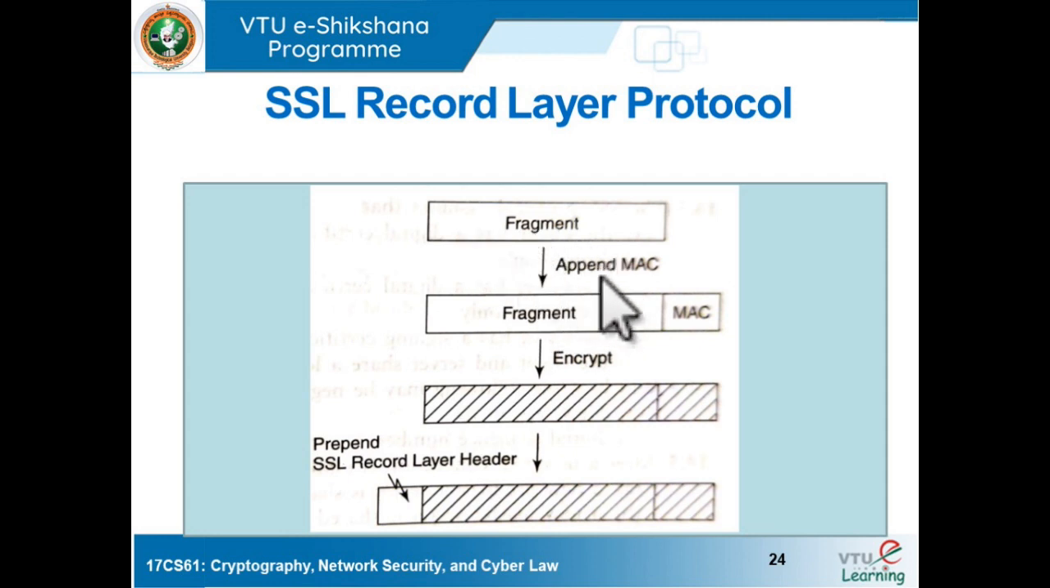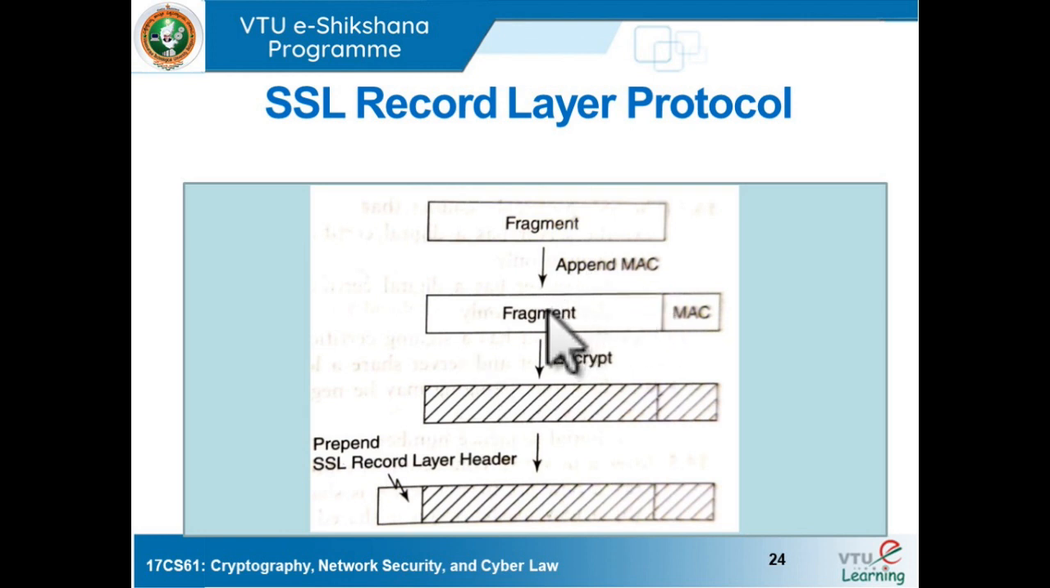Over this fragment a MAC is calculated. Once this MAC is calculated over this data fragment, we append this MAC at the end of the fragment. Now once this fragment is appended with the MAC, we will see if it is a multiple of the data block. Now if it is not a multiple, what do? We perform padding.